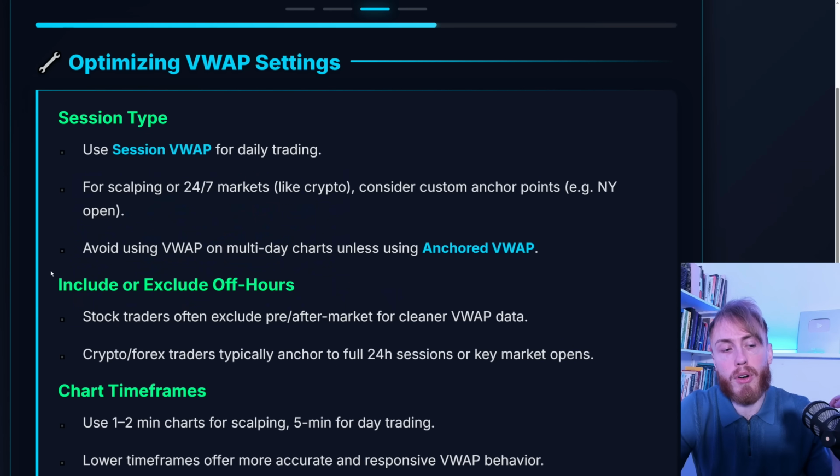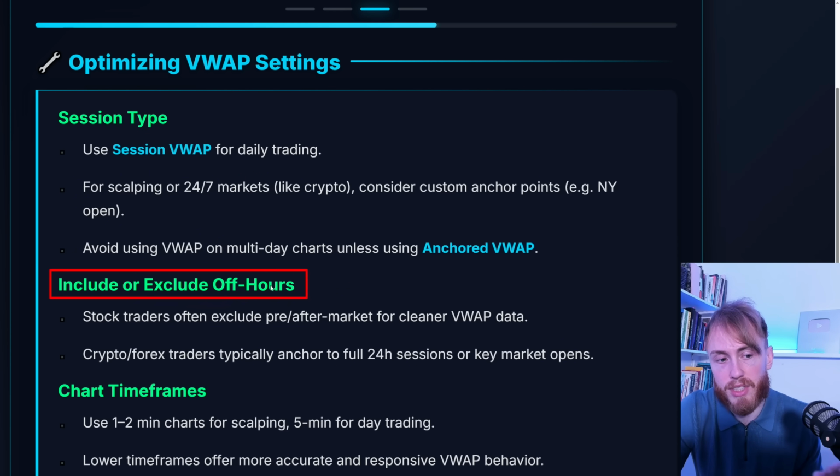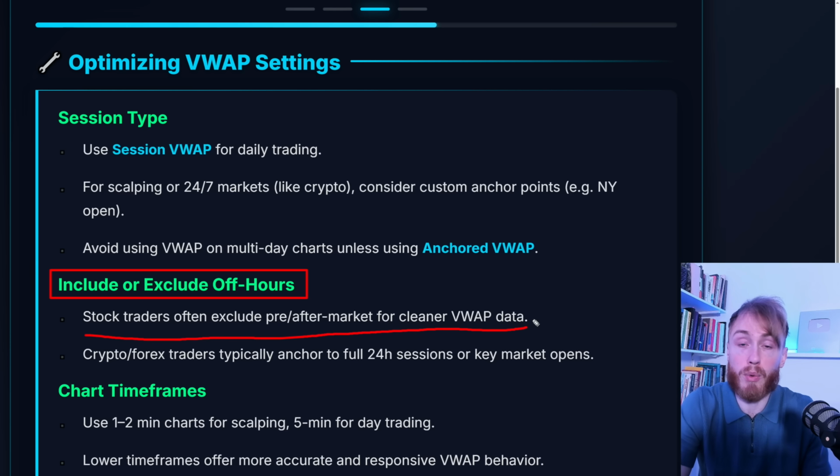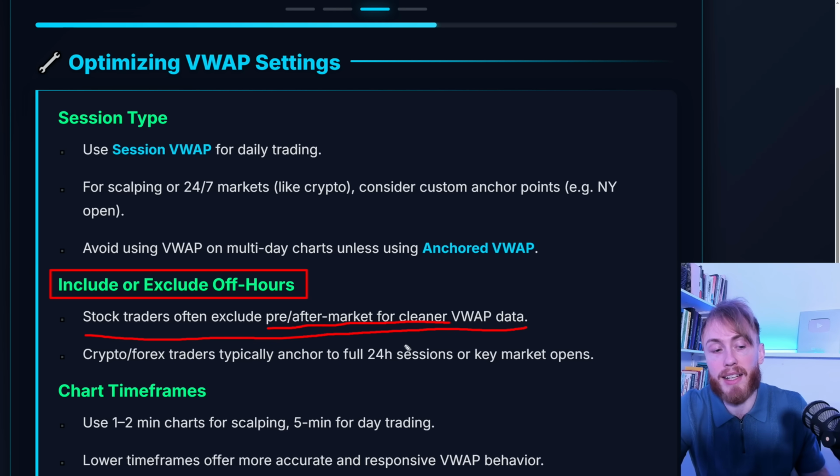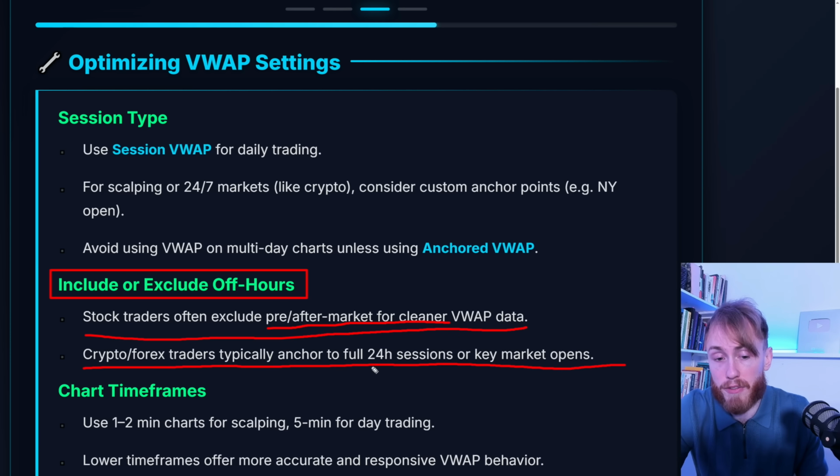And here, if you are trading stocks, one thing to consider is to include or exclude off hours. The stock market tends to be open around 9 to 5 in your time zone, so many stock traders exclude the pre or after market to get a cleaner VWAP, while crypto and forex traders typically use the full 24-hour sessions. This was what we did with Bitcoin.